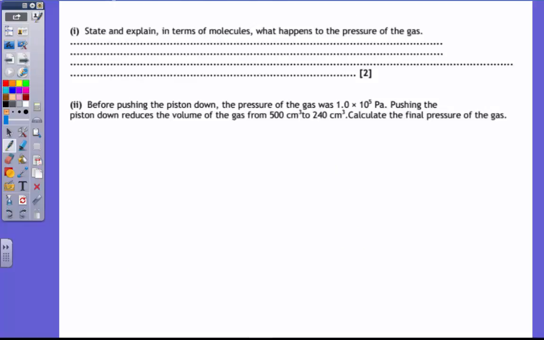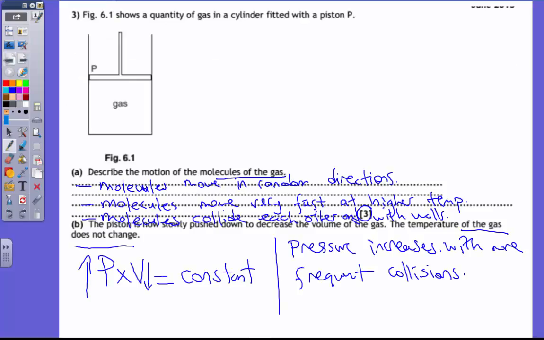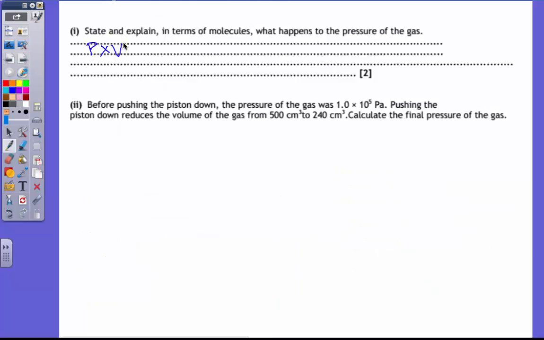State and explain in terms of molecules what happens to the pressure of the gas. Actually, we already explained that in this part. The pressure times volume is constant because of Boyle's law. So the pressure increases with more frequent collisions.